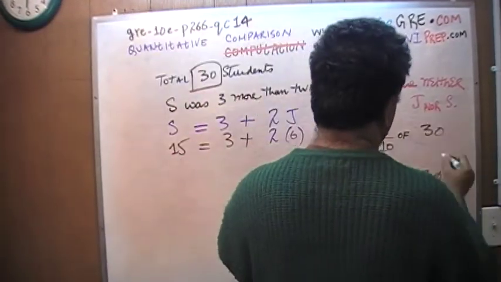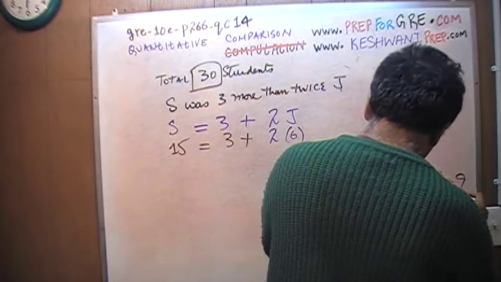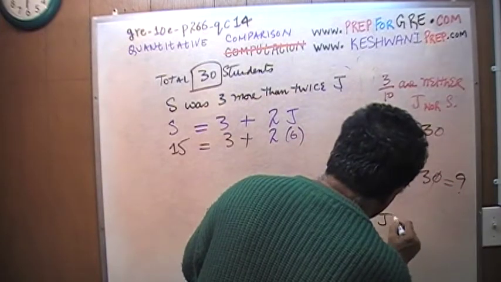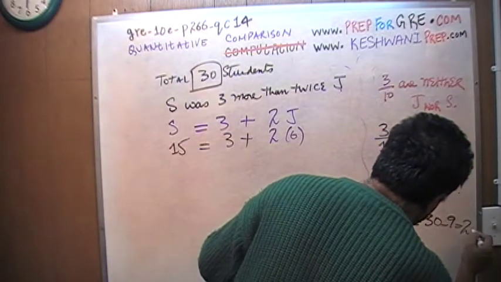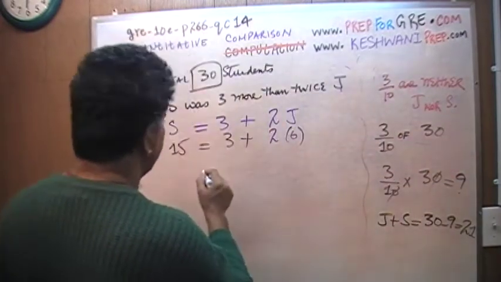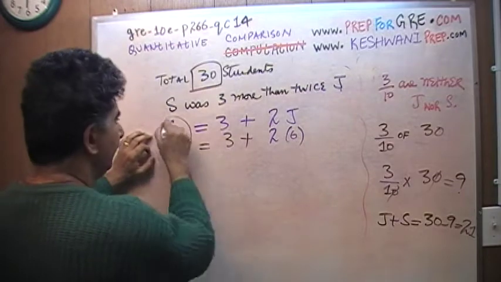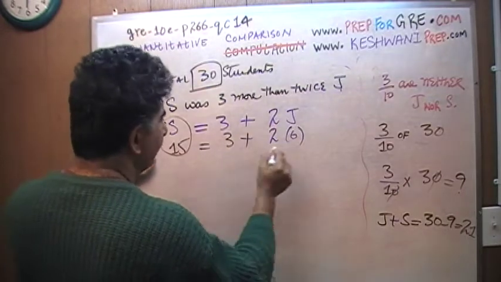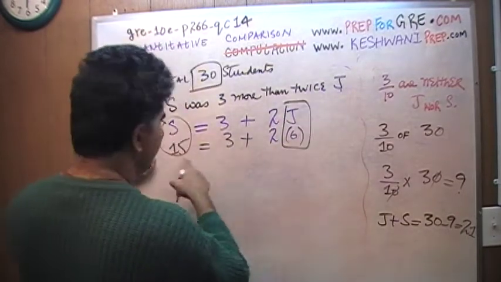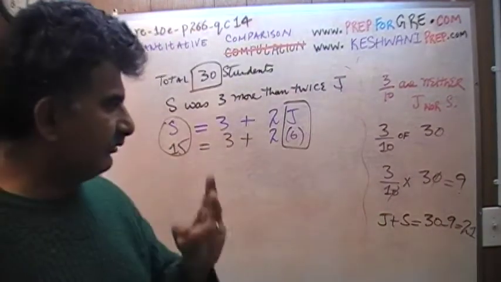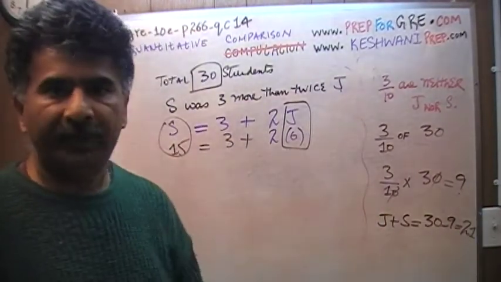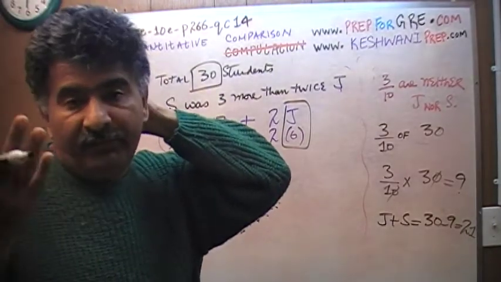3/10 are neither juniors nor seniors, which means the number of juniors plus the number of seniors has to be 30 minus the 9, 21, which is exactly what we got here. We got 15 seniors here and 6 juniors. 15 seniors, 6 juniors is 21, which is what this part of the equation tells me. There are 2 equations there and they fit. That's it, we're done. Since it fits, the answer is 6.